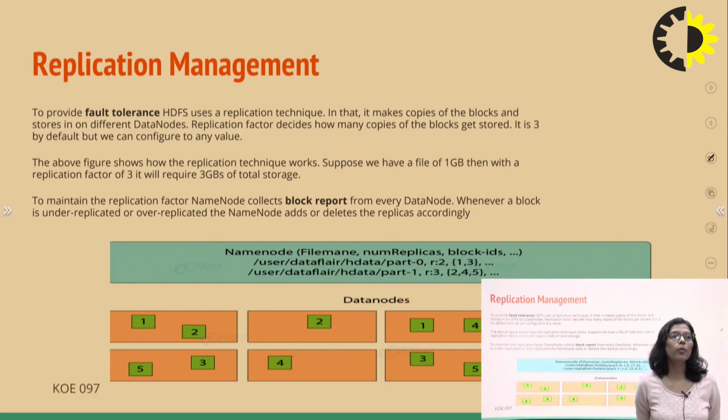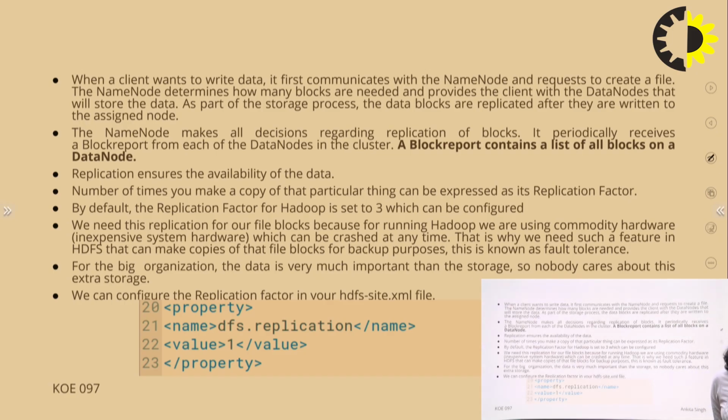Next is your replication management. To provide fault tolerance, HDFS uses the replication technique. So when we have data, I will be replicating that data block across various nodes, and by default the replication factor is 3. So if we are storing 1 GB of data and the replication factor is 3, we will be using 3 GB of storage. To maintain the replication factor, the NameNode collects the block report, where each data node tells which blocks it is holding. So whenever a block is over-replicated or under-replicated, the NameNode adds or deletes the replicas accordingly. A block report contains a list of all blocks in the data node. This is how we configure the replication factor in the hdfs-site.xml file.